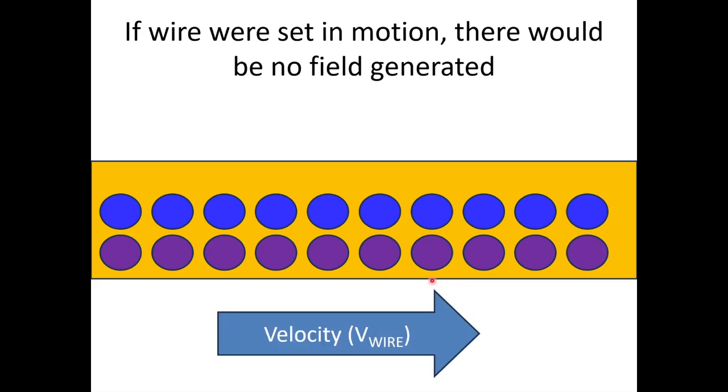Therefore, if you were to push this wire into motion, because you have equal and opposite charges in motion, there would be no net field generated by this wire in motion. This is an important point. We're going to come back to this, and we're going to show you there are other cases where the velocity of the wire can be completely eliminated from a lot of computations.